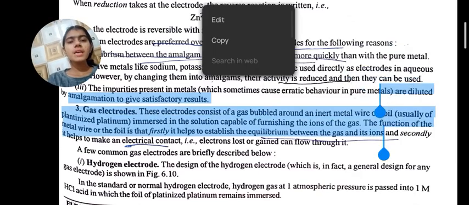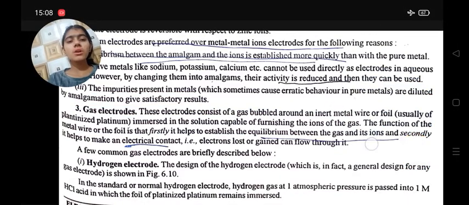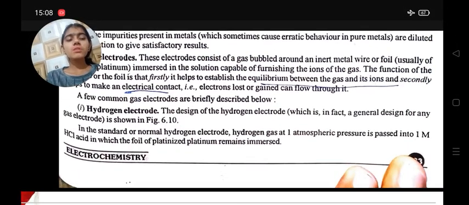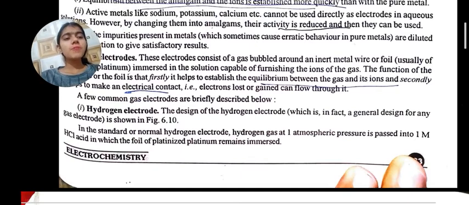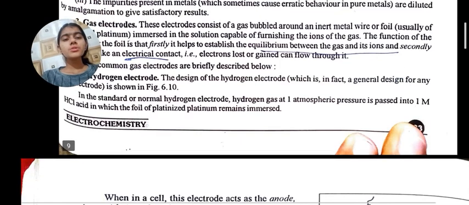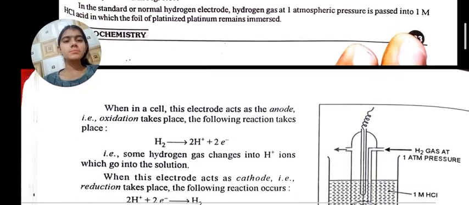First type of gas electrode is hydrogen electrode. The design of hydrogen electrode, which is in fact a general design for any gas electrode, is shown in the figure 6.10. In the standard or normal hydrogen electrode, hydrogen gas at 1 atmospheric pressure is passed into 1 molar HCl acid in which the foil of platinized platinum remains immersed.